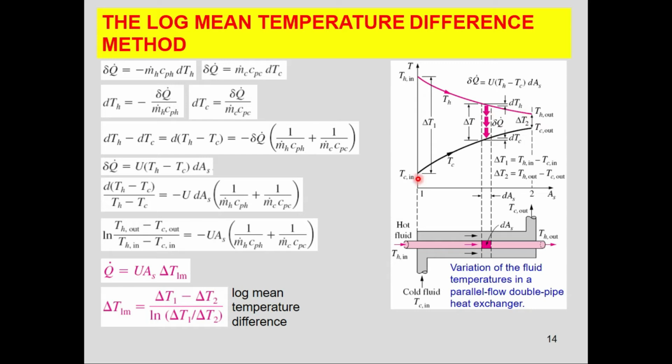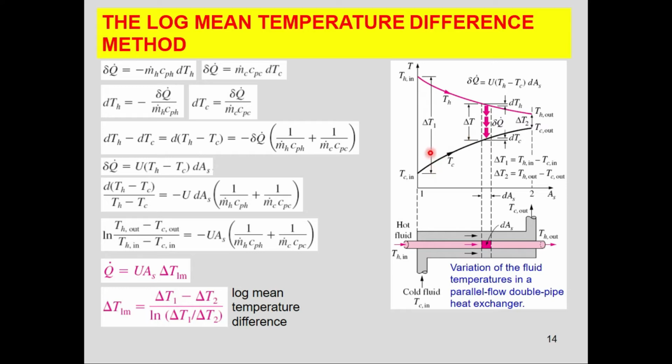So the inlet temperature of the cold fluid is the lower temperature, and the outlet temperature of the cold fluid is the higher temperature. In the case of the hot fluid, the inlet temperature is the higher temperature, and the outlet temperature is the lower temperature. So we will develop an expression for the delta T, which will be the average of the delta T value along the length of the heat exchanger.